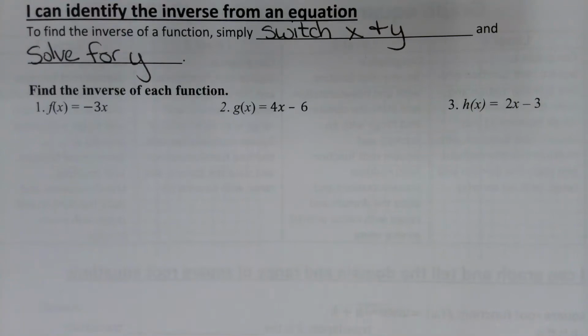So we found out whether two graphs are inverses of each other, two lines are inverses of each other from their graphs. Now we need to actually be able to find an inverse from an equation. So to find the inverse of an equation, we're going to stick with that mantra of switching x and y, but then we have to take it one step further and solve for y.